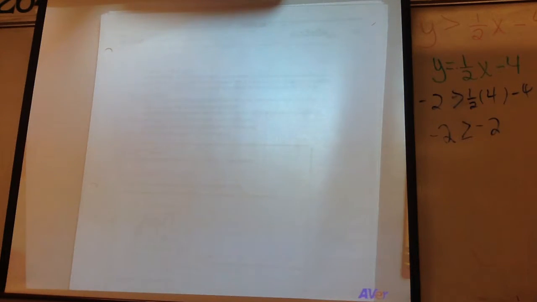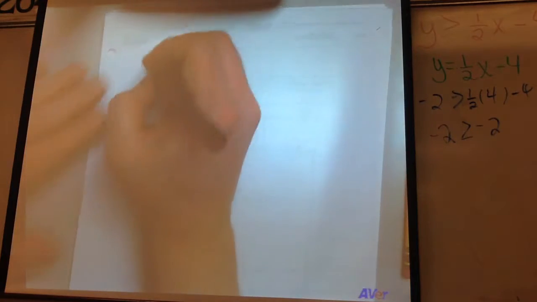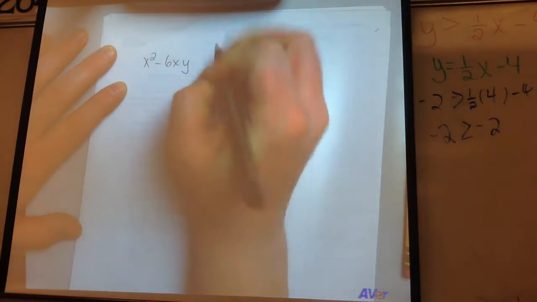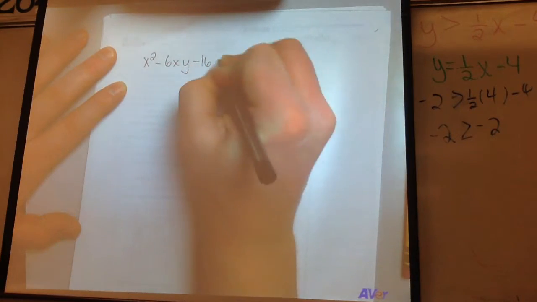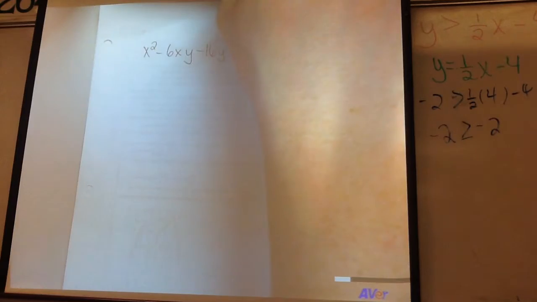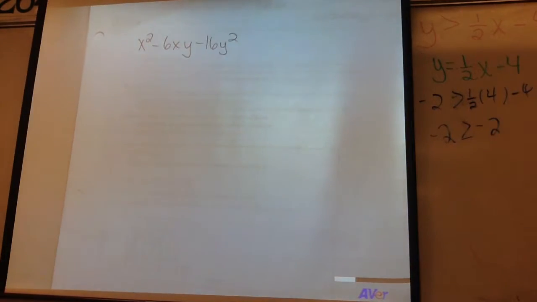So there's one last kind of new factoring. I gave everyone a worksheet. I'll show you the worksheet in a minute, so you can write down all the problems and do them all. Something like this: x squared minus 6xy minus 16y squared. Does that look like something we've factored before? No, kinda. Just kidding, no.